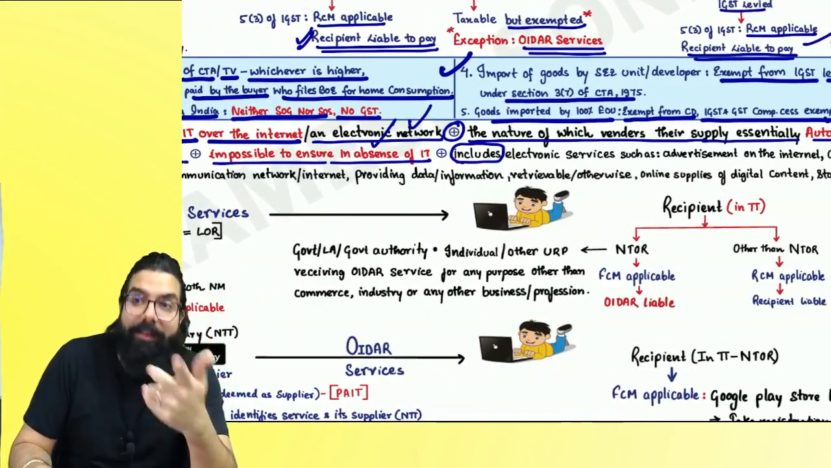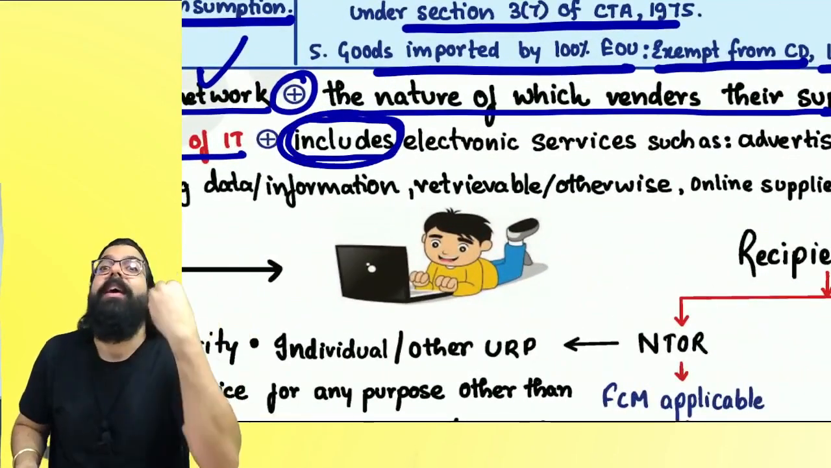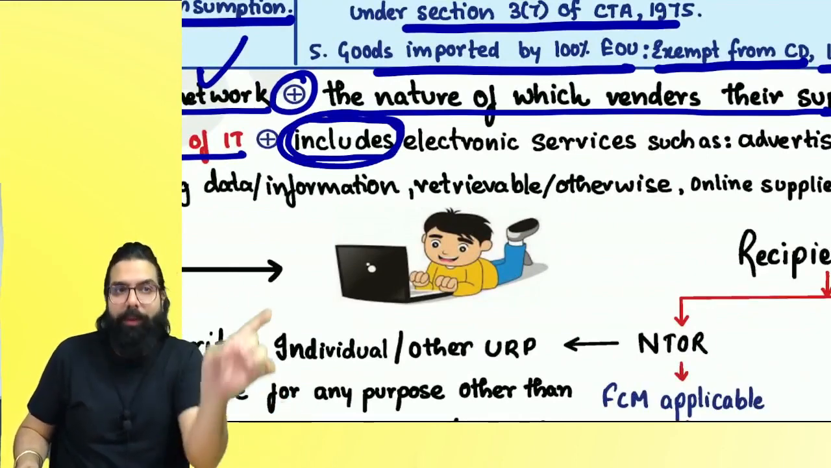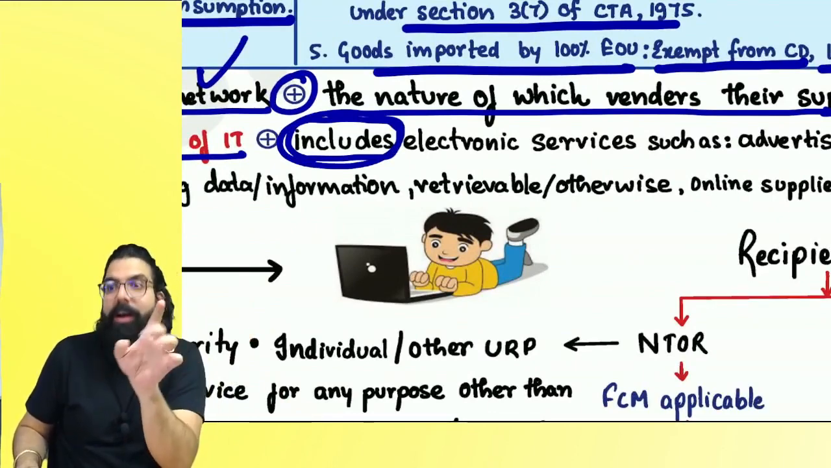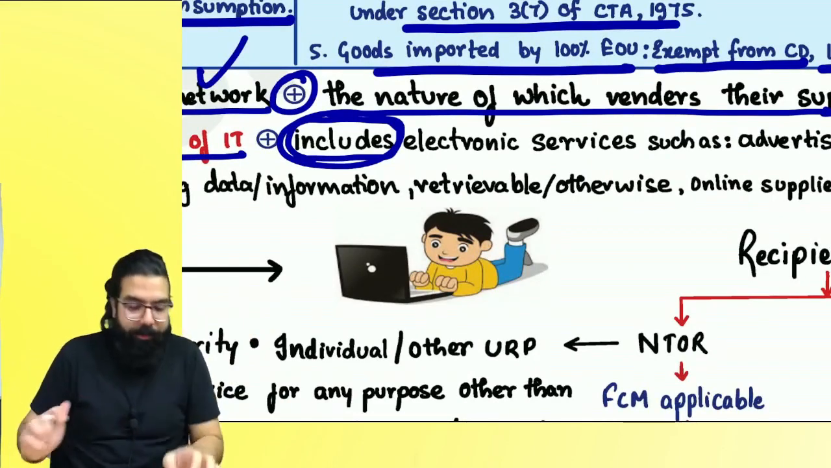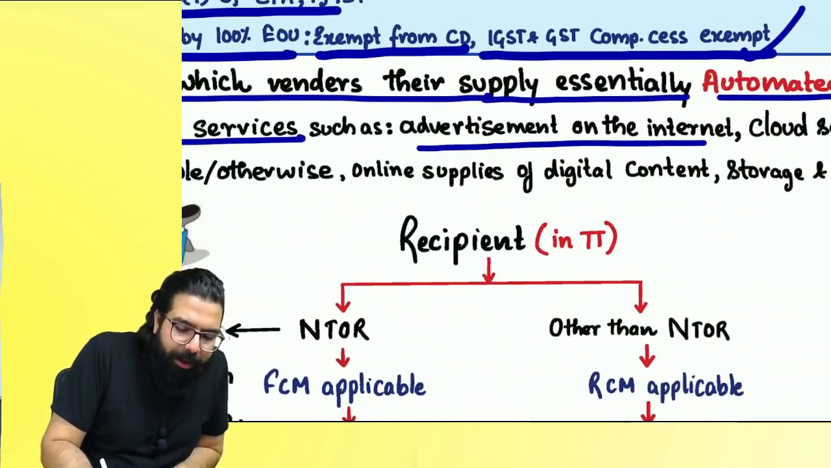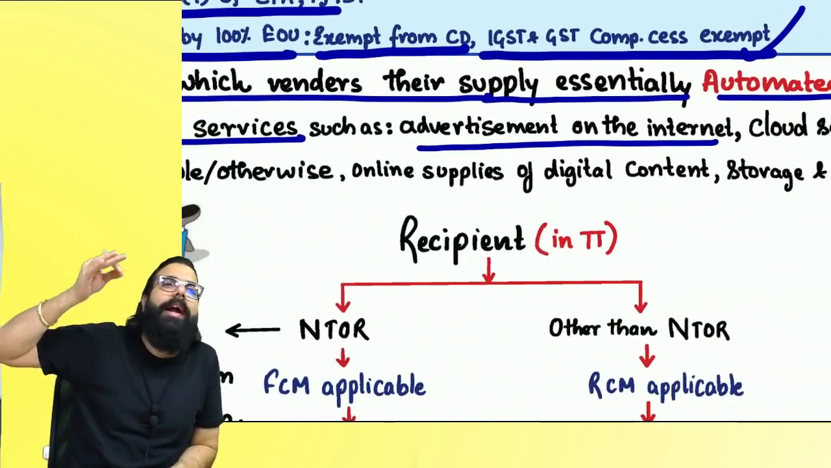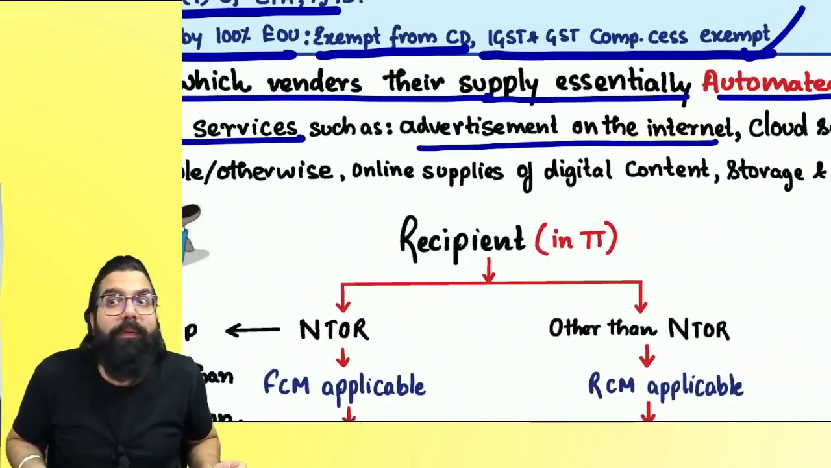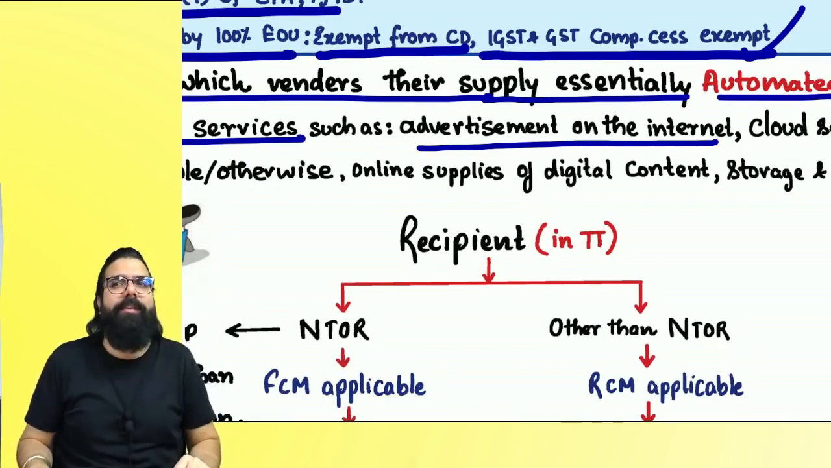Four things. Plus they told us to include certain things in OIDR service. Even if you don't fall in the definition I told you, these things will still be OIDR. What? Electronic services such as advertisement over the internet. Google gave you Google AdWords. Google gives you advertisement service, you took it for your business. It's an OIDR service because it is included in the definition.